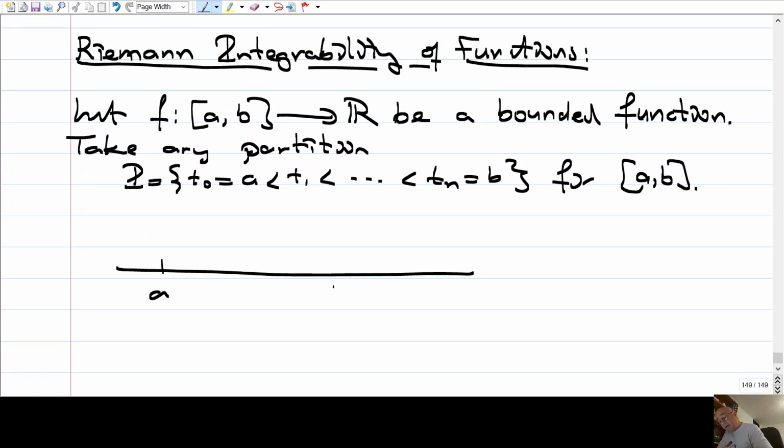So here is A, and here is B. This is T0, this is Tn, and I divide this interval into subintervals like this, okay? T1, T2, and here I have Ti, Ti plus 1, and so on.